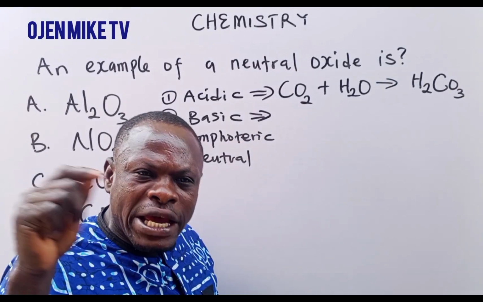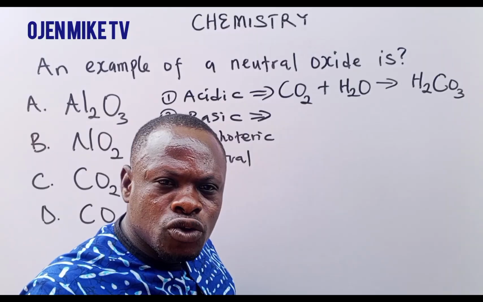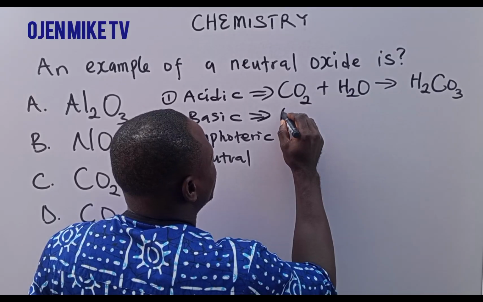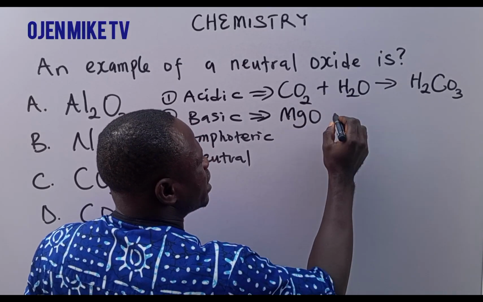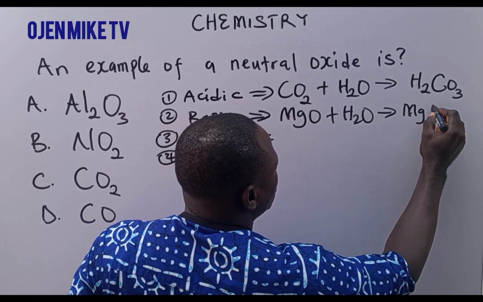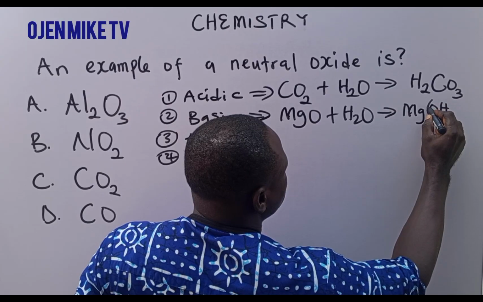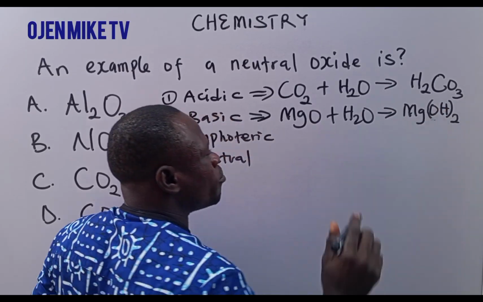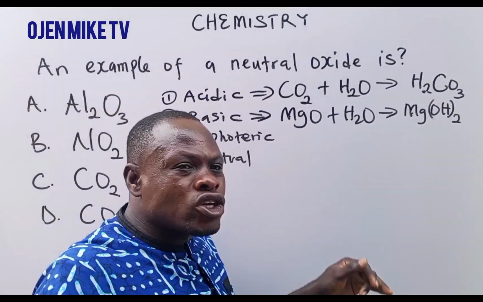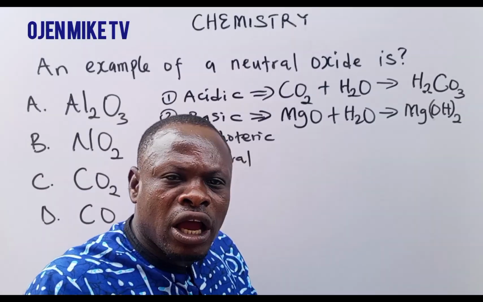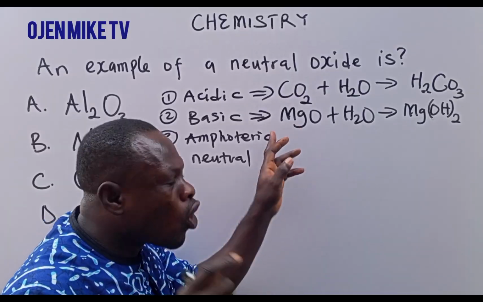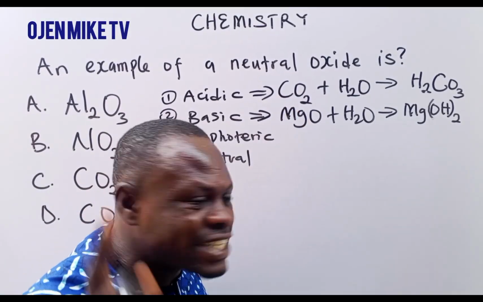When an oxide of a metal dissolves in water, it gives you a basic oxide. Example: magnesium oxide plus H2O will give you magnesium hydroxide. This one is a base, and the other is an acid. So an oxide of a metal is a basic oxide, and an oxide of a non-metal is acidic.